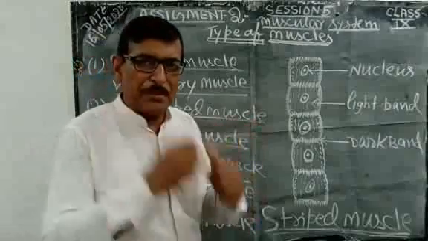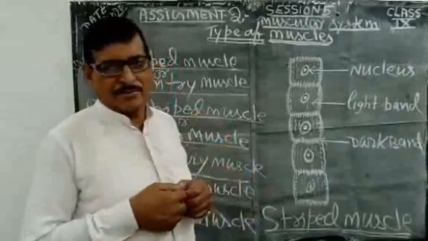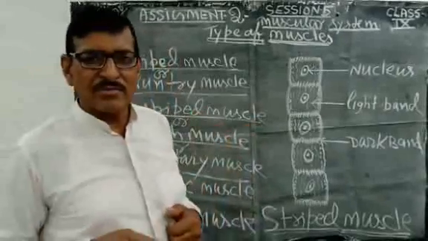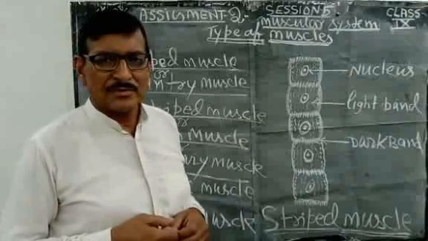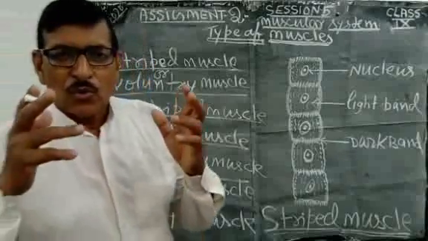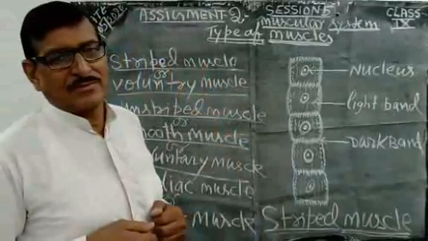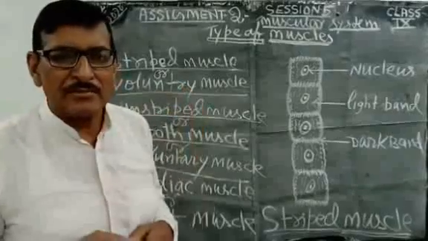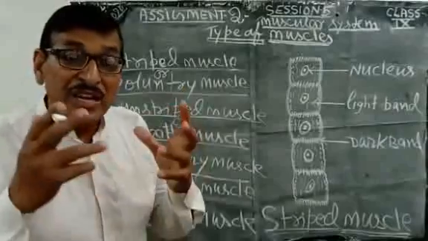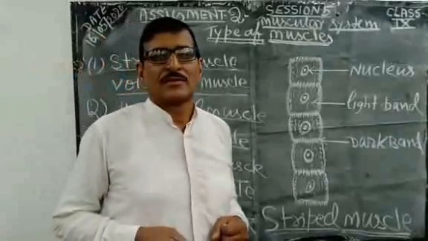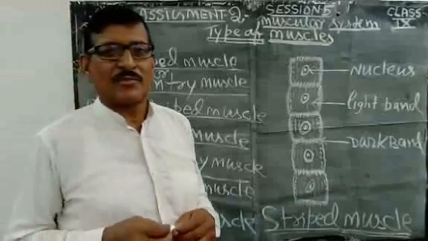Examples are the leg, the neck, the arm, the hand, and so on. We use these muscles in jumping, walking, running, lifting a load, writing, and so on.